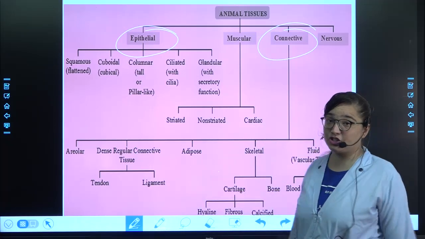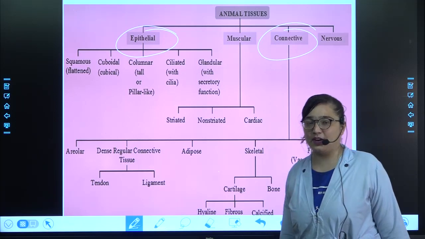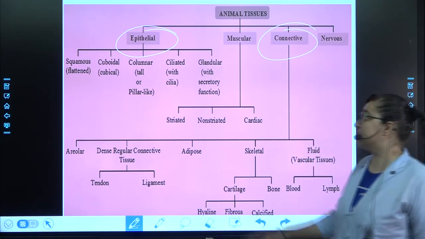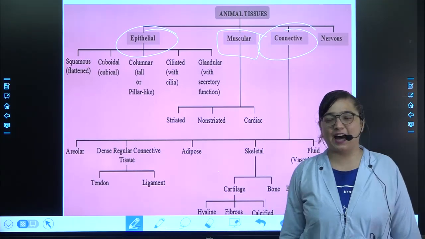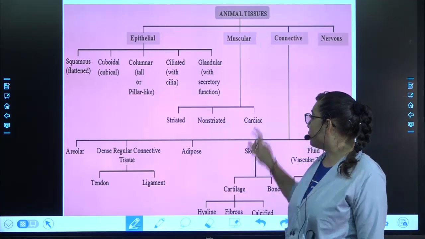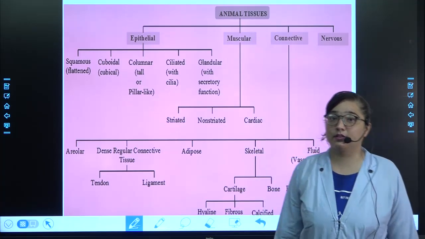And muscular tissue, it is of how many types? 3 types: striated, non-striated and cardiac. Today's session is based on the muscular tissue. I hope you will understand. So let's have a look at its video.